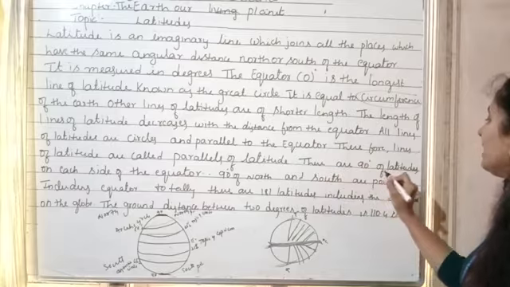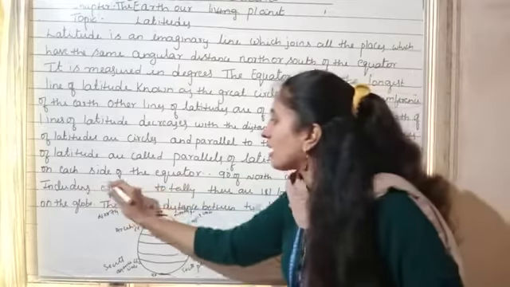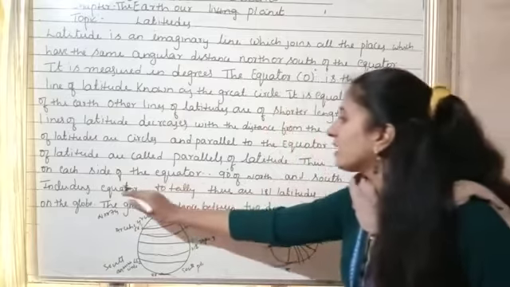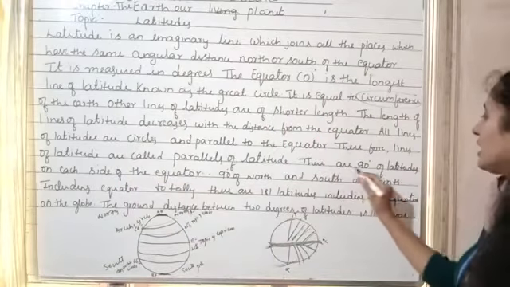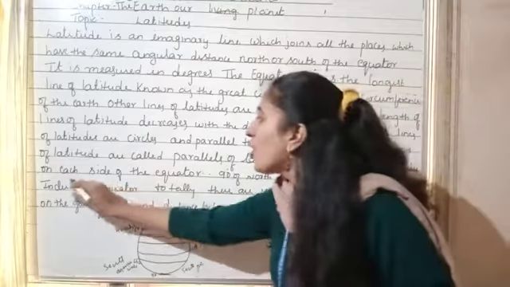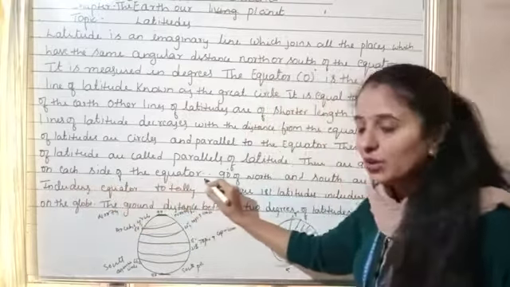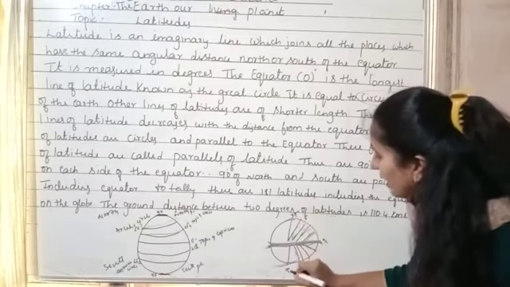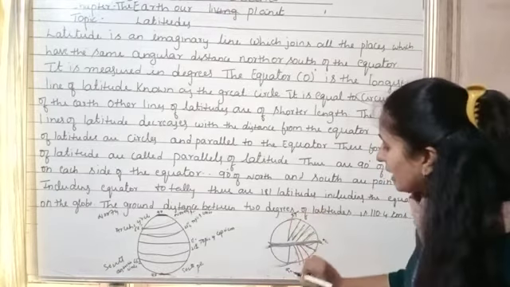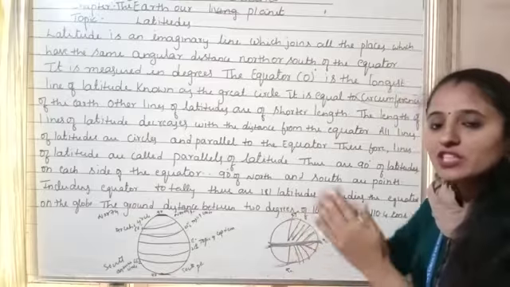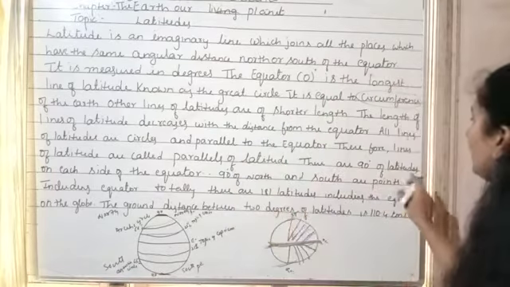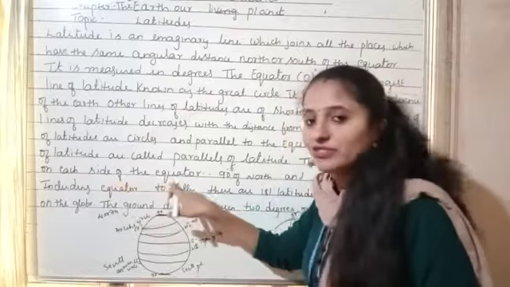There are 90 degrees of latitude on each side of the equator. You can see that there are 90 degrees of latitude on each side of the equator. If you take it like this, here 90 degrees north and here 90 degrees south. On both sides you can observe 90 degrees of latitude.